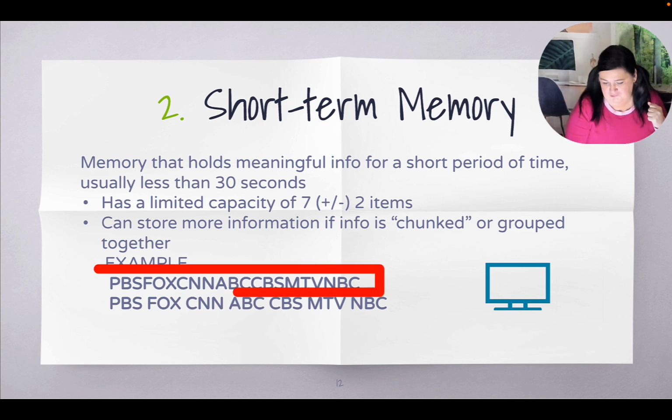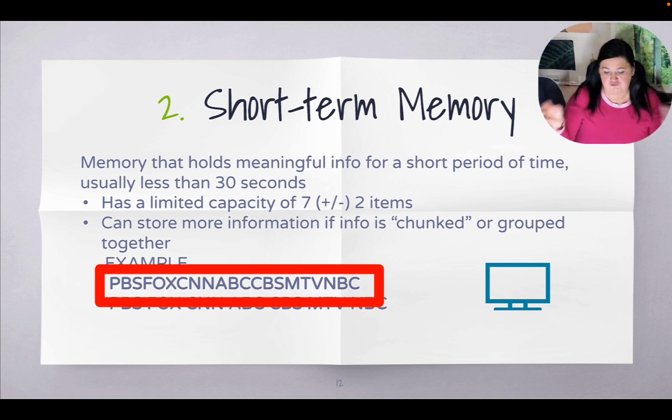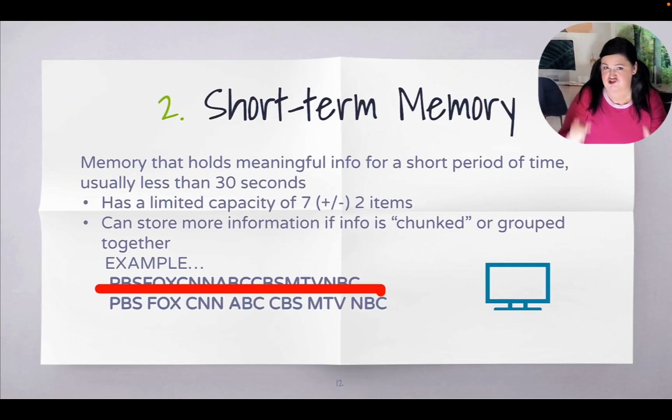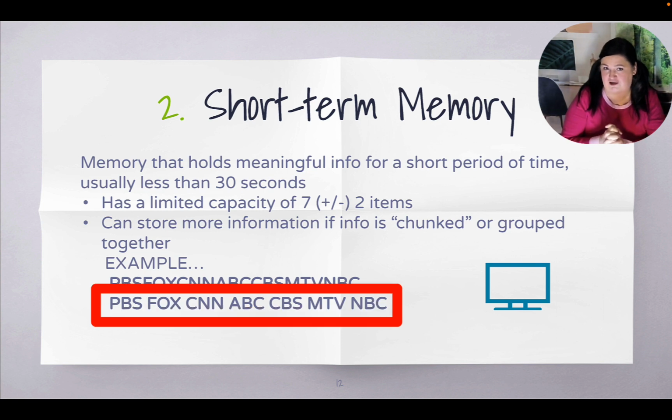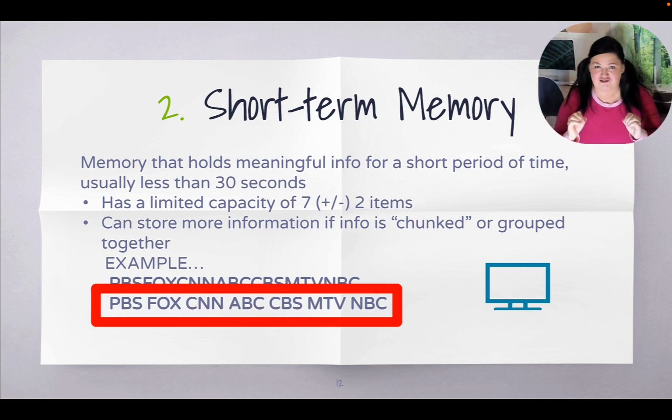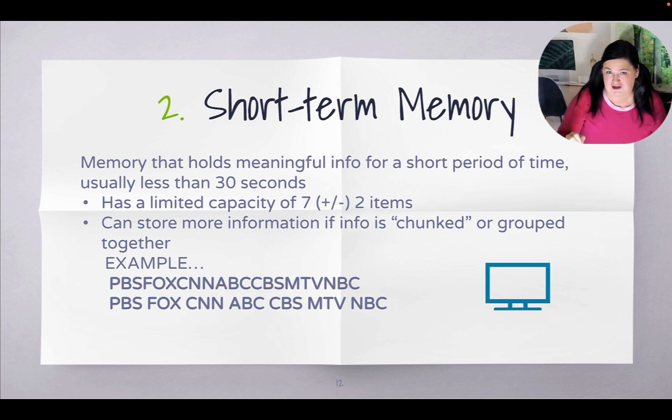So for example, if you take a look at all of these letters here, you can't remember all of them and recall them, but if I chunk them together into meaningful groups, we can tell what they are now: PBS, Fox, CNN, ABC, CBS, MTV, NBC. We can remember all of those now because we have 7 different items here that we all recall from our day-to-day life. Individually, we wouldn't have been able to remember them.